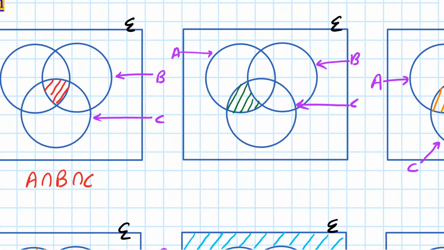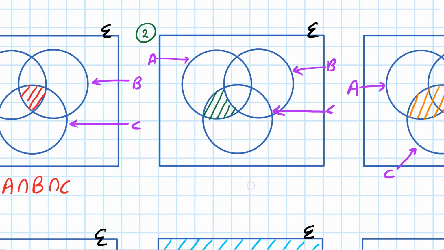Then we move on to the second one, where you can see it is the area between A and C but not B. So it's between A and C. Therefore A intersection C but not B. Therefore it is the complement of B. So A intersection C, intersecting the complement of B. Outside B but inside A intersection C. That's what we call it.